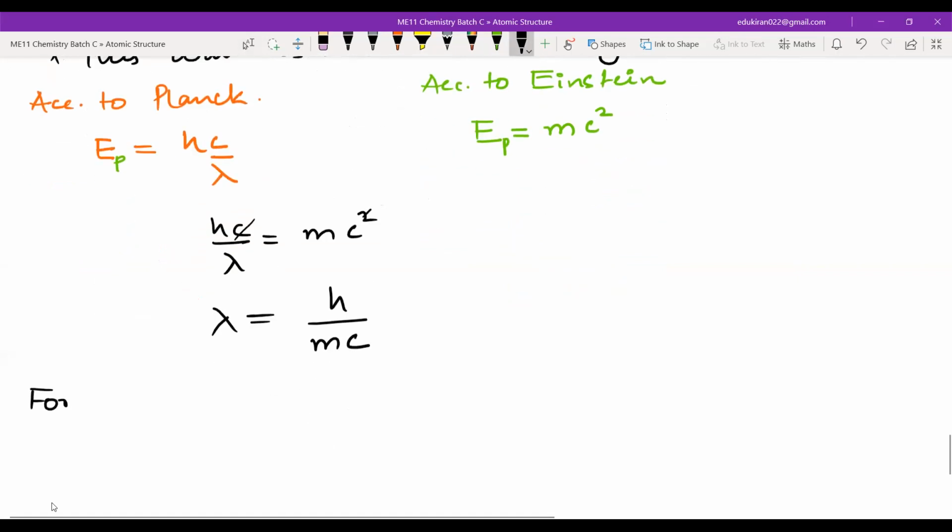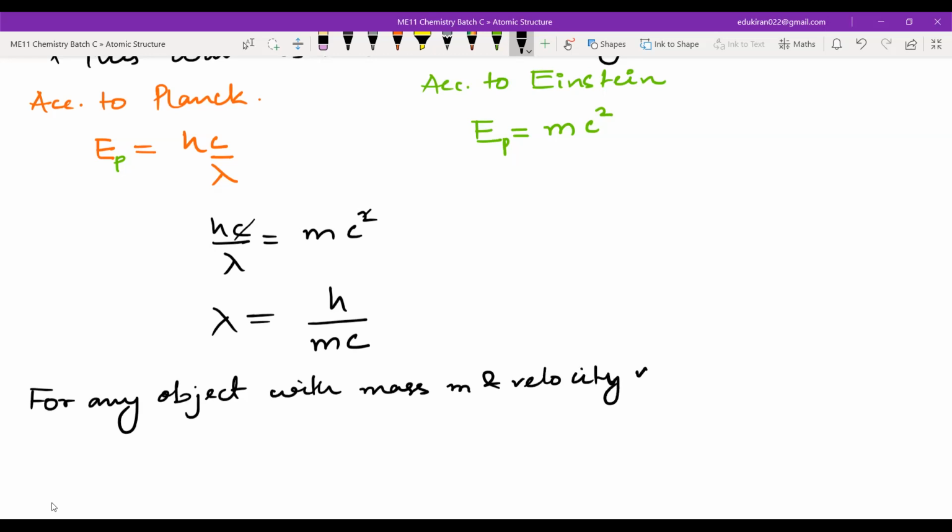So for any object with mass m and velocity v, he said that the wavelength of that object will be equal to h upon m into v. Okay, so please write this down. Done, sir. Done? All of you done?